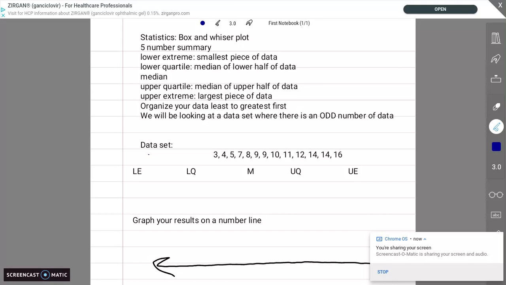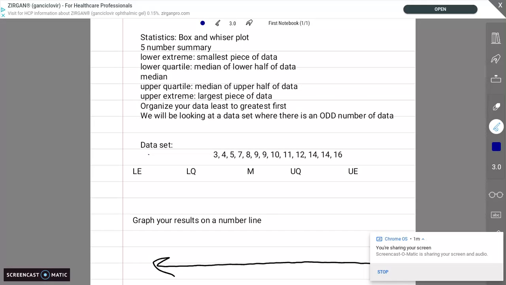In this video, I'm going to go over a data set where there is an odd number of data. It does change slightly when there is an even number of data, so please look on my channel for that video as well if you do have an even amount of data. So the first thing you need to do is make sure your data is organized from least to greatest. In this case, I already have it organized for us.